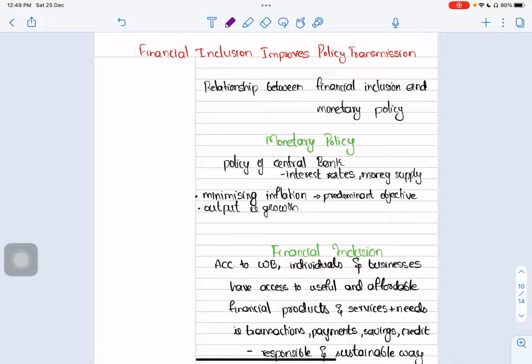In this video, we will discuss how financial inclusion improves policy transmission, that is, the monetary policy transmission of the Reserve Bank of India. Yesterday there was a lecture by the Deputy Governor of the RBI giving a keynote on the two-way relationship between financial inclusion and monetary policy. So let us discuss these two things in detail and understand how they are interrelated.